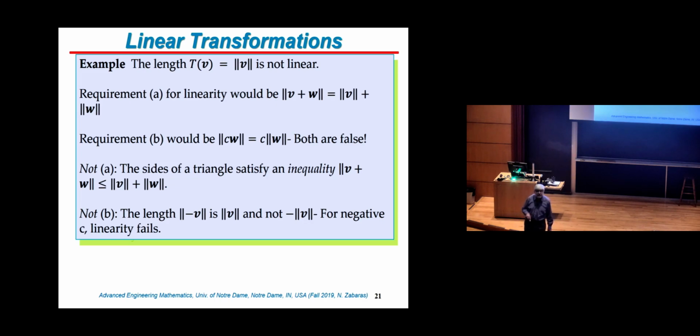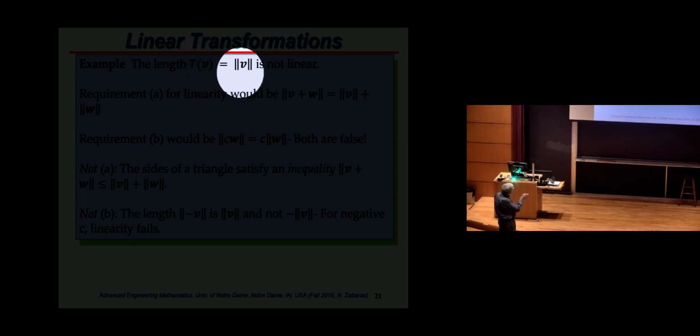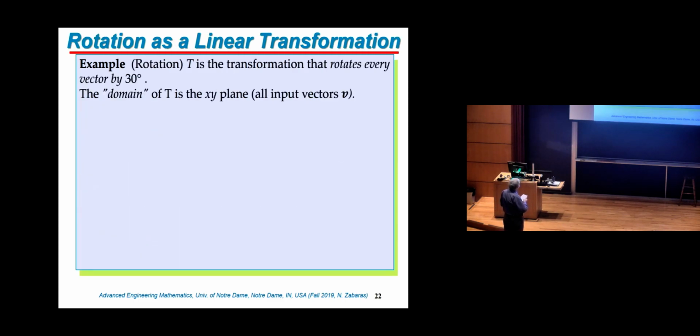They're not equal. Similarly, you can show that this other equation is not actually true. Linearity will imply this, but if you take C to be negative, and I put T of minus V, the magnitude of V and minus V will be the same. I am not going to get minus the magnitude of V. So this fails again. So this is not a linear transformation.